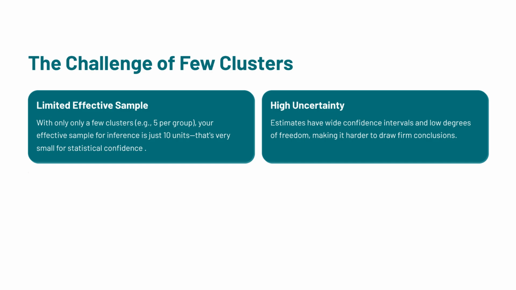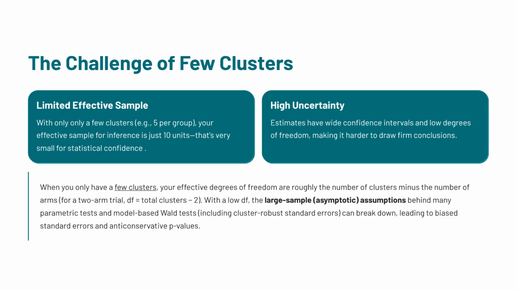So, with that in mind, when we only have a few clusters, our effective sample size for inference becomes quite limited, even if we're analyzing data at the individual level. For example, having just 5 clusters per arm gives us only about 10 independent groups contributing information, which could be too few for precise estimation. In these situations, the large sample assumptions behind many statistical methods can break down, leading to unstable standard errors and unreliable p-values.